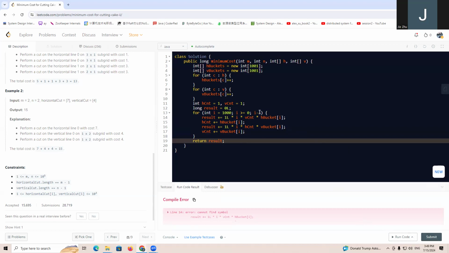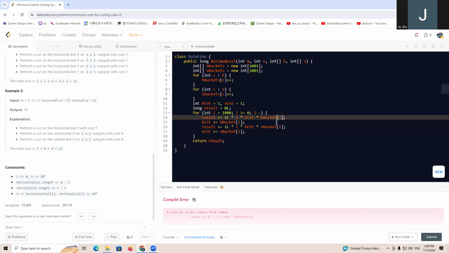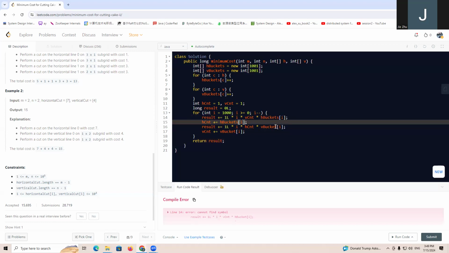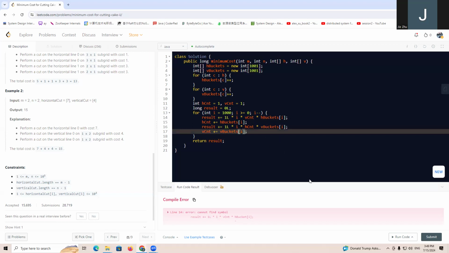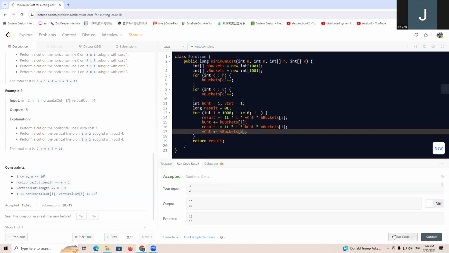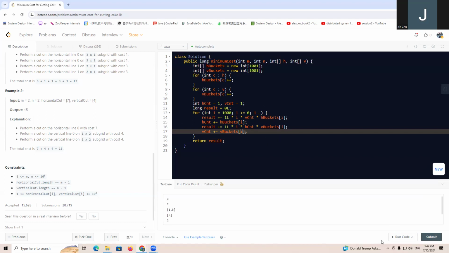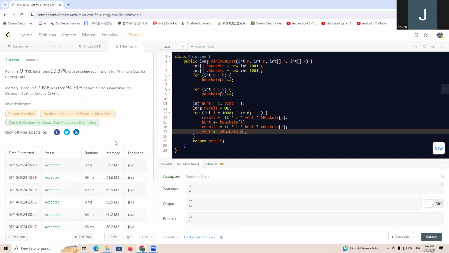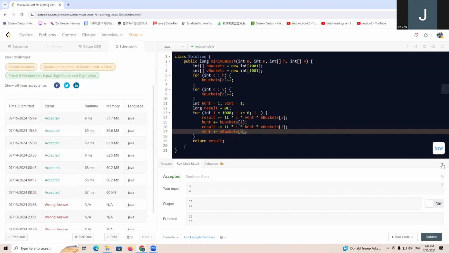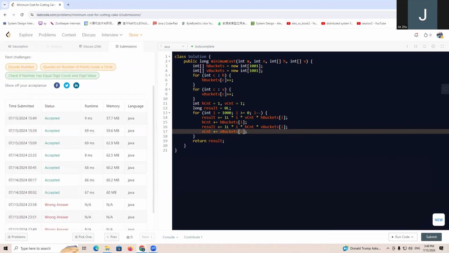Cool. Being like this approach, the time complexity will be O(m) multiplied by n, and the space will be 1001.